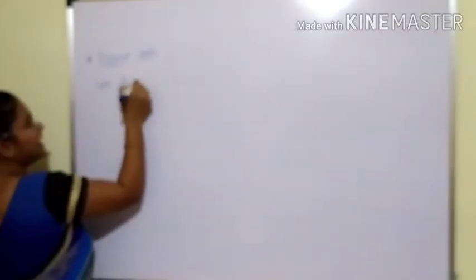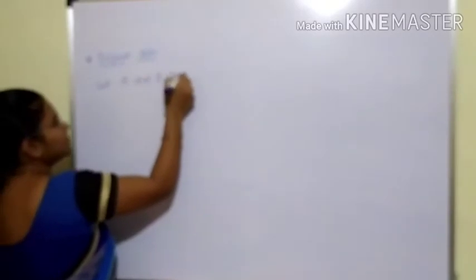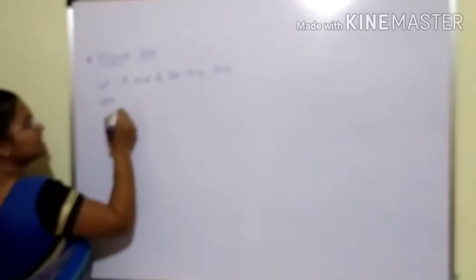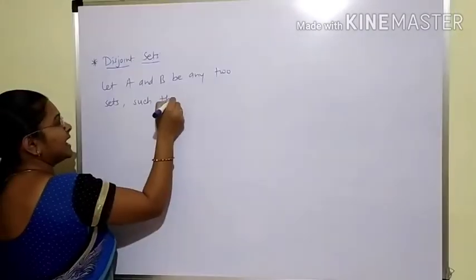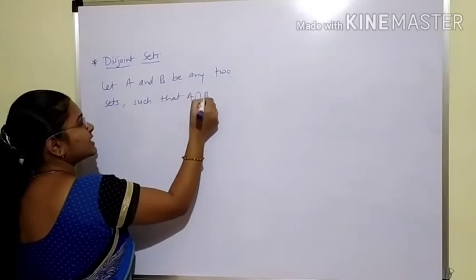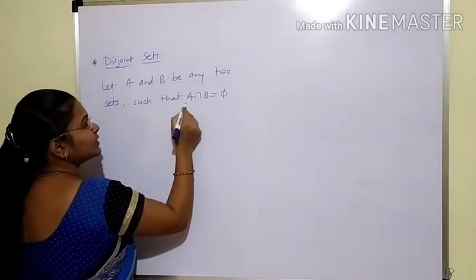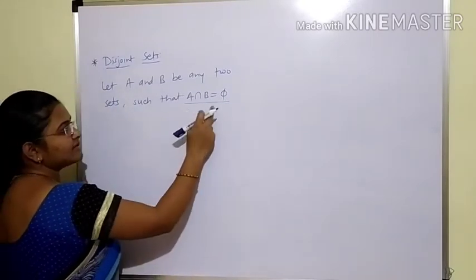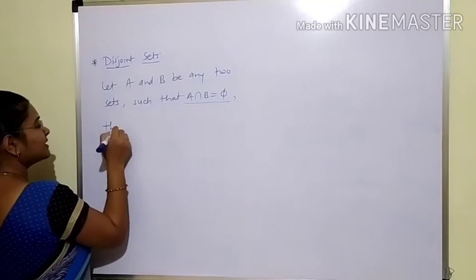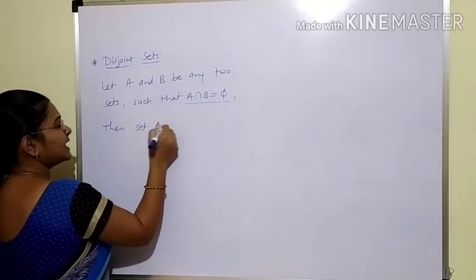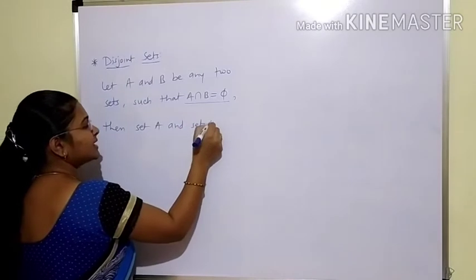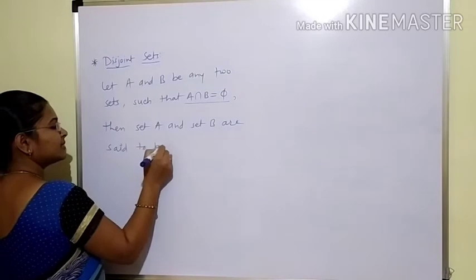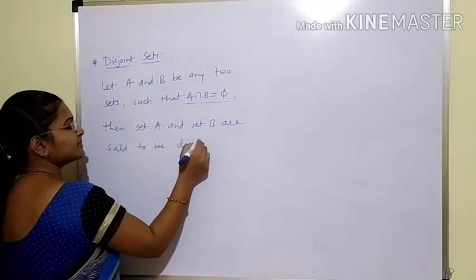Let A and B be any two sets such that A intersection B is equal to empty set, or we can say null set, or phi we can say, such that A intersection B equals to empty set. Then set A and set B are said to be disjoint sets.